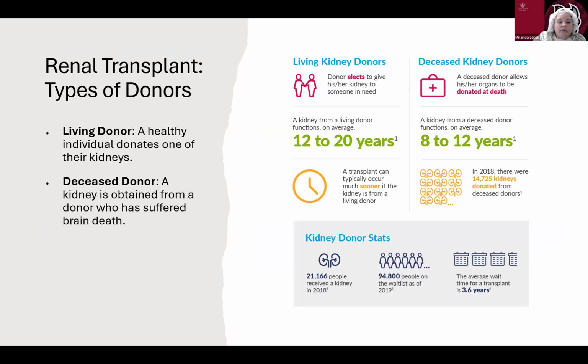There are 2 types of donors for renal transplant. There's a living donor, a healthy individual who donates one of their kidneys, and a deceased donor, where a kidney is obtained from a donor who has suffered brain death. In class, I will tell you a story about that.